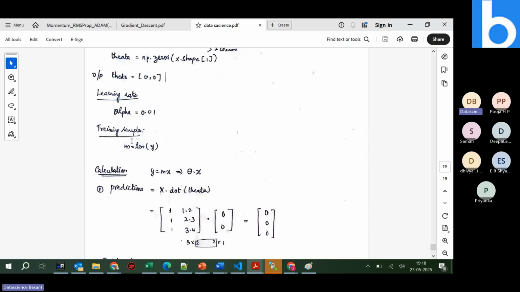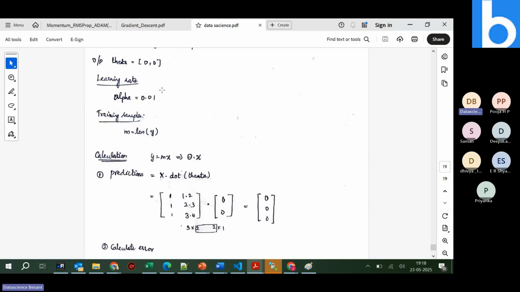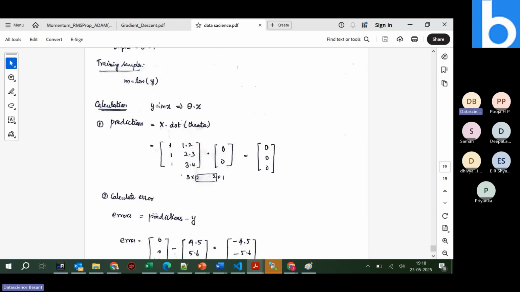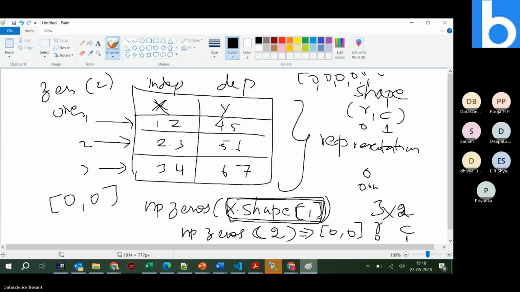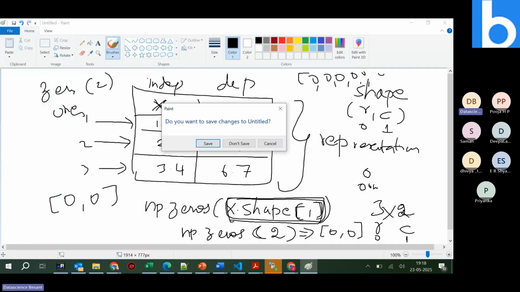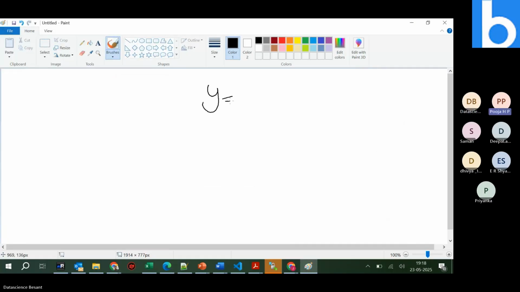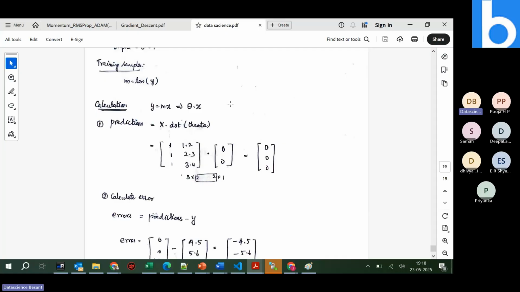This is not actually the slope. I should have used some other variable, I'm sorry. Just forget about that m and come to the main calculation. What is the formula of linear regression? Y is equal to mx plus c. Very good. So I'm taking m is equal to 0 and c is equal to 0. That's why you can see there is no variable called c here, because it is 0.